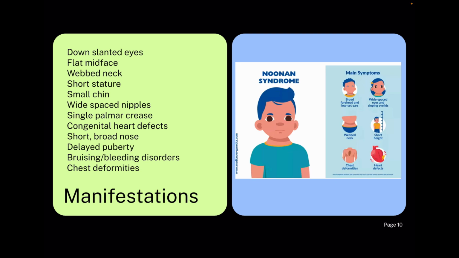Some eye problems that may be seen with Noonan are strabismus, which is lazy eye, nystagmus, which is rapid eye movement, and amblyopia, which is reduced vision. The congenital heart defect that is specifically related to Noonan is pulmonary valve stenosis, and that affects around 50 to 80% of individuals with this disorder.